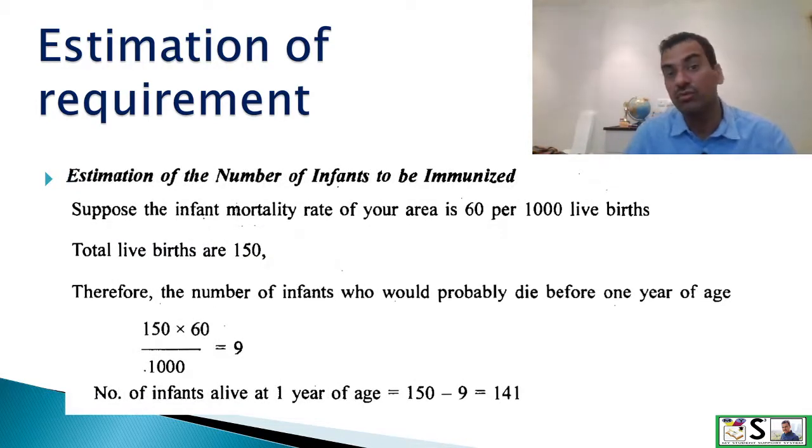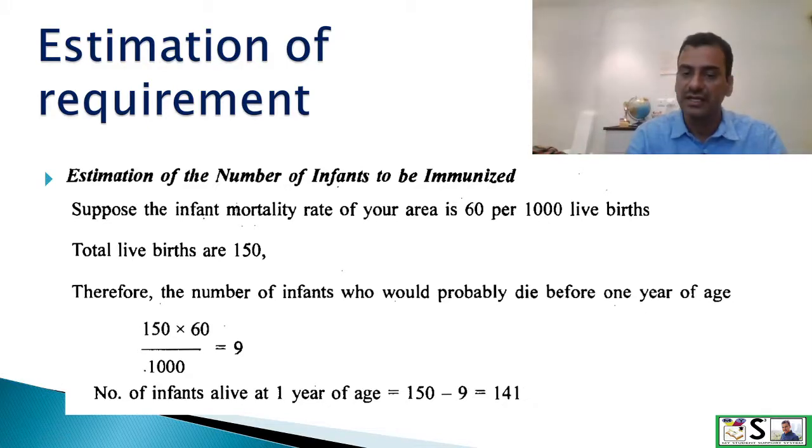Then how will we estimate the infants to be immunized? We will calculate according to the infant mortality rate of the area. So if the infant mortality rate is 60 per 1000, and we know that total live births are 150 according to this example that we have just discussed, then 150 into infant mortality rate, meaning 60 divided by 1000, gives a total of 9. So 9 infants may die. So there will be only 141 children to be fully immunized.